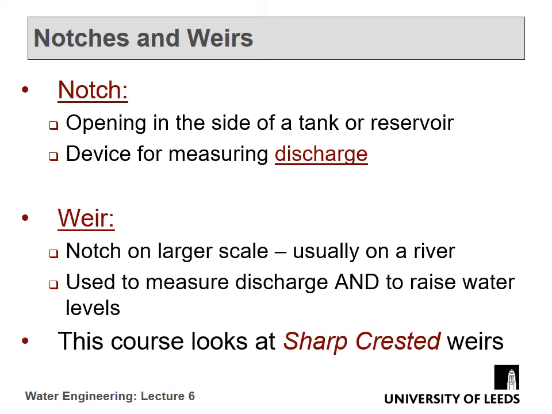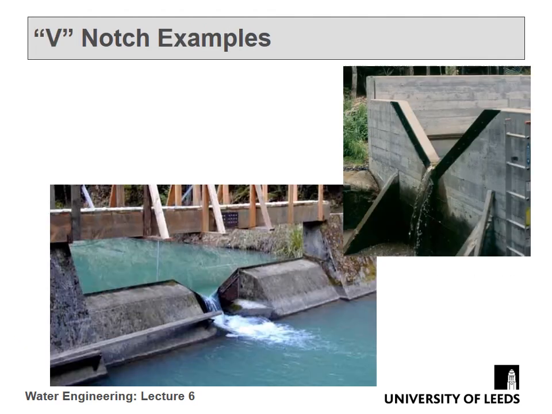In this course we'll look at sharp-crested weirs. Those are very similar to notches. In most rivers you'll get what's known as broad-crested weirs. They're a similar analysis, but slightly more complex, so we'll avoid those in this course.